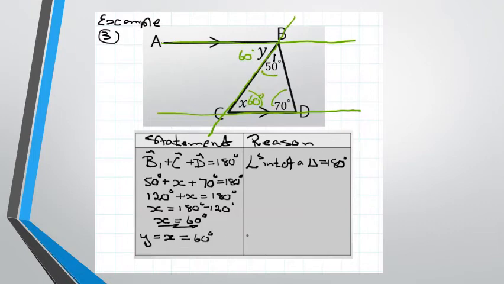Why? The reason, because they are alternating angles. Why are they alternating angles? Because of the two parallel lines, namely line AB is parallel to CD. Guys, once again, I started by identifying my two parallel lines. Let's try one more.